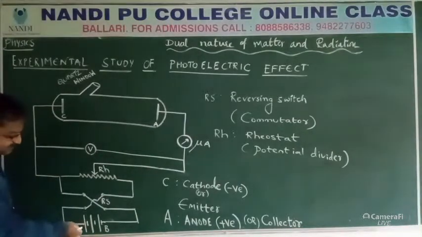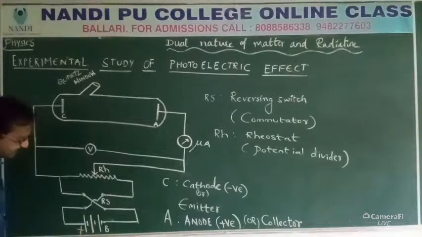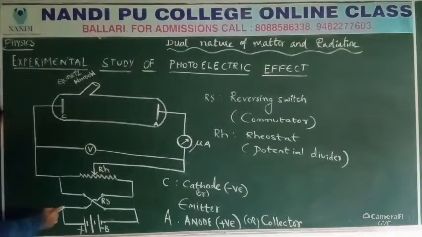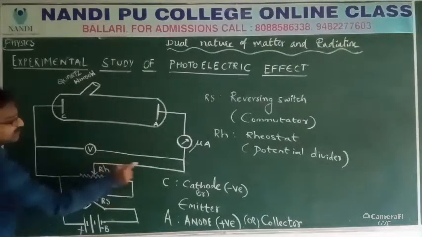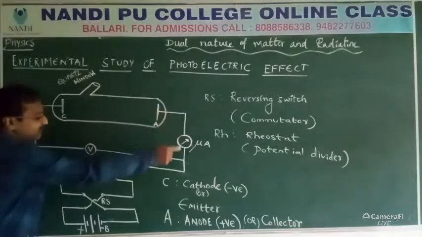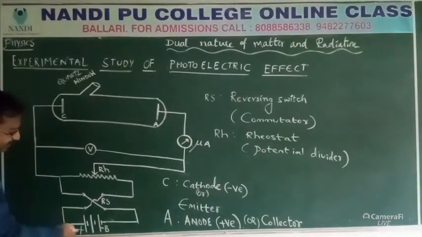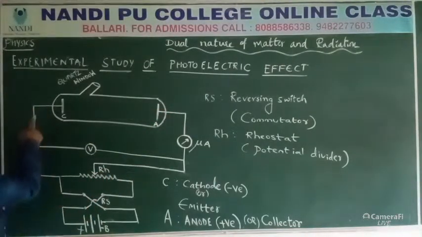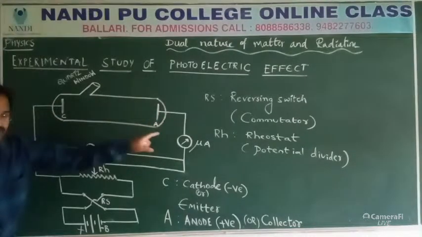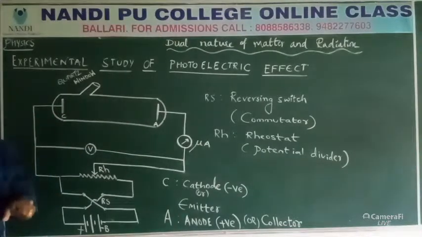See here, this is which terminal? Positive terminal, and this is negative terminal. This positive is given to whom? See here, just a connection, see where it is given? A. So A is given to whom? Positive, and B is given to whom? Negative. Very important. This is a negative electrode, this is a positive electrode. Anode positive electrode, cathode negative electrode.